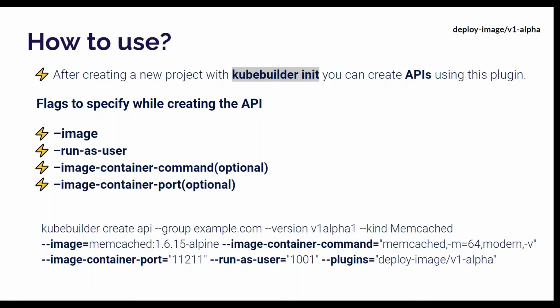Now come two optional flags: image container command for specifying the command to be used to initialize the container the image is run in. The second optional flag is image container port for specifying the port of the container.